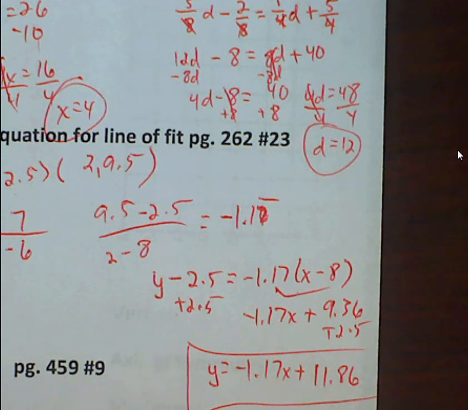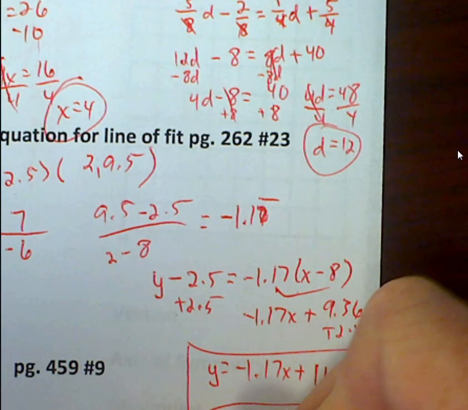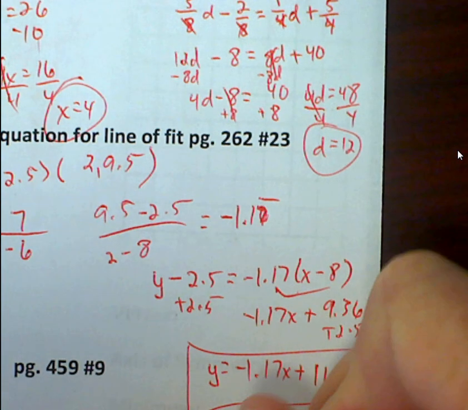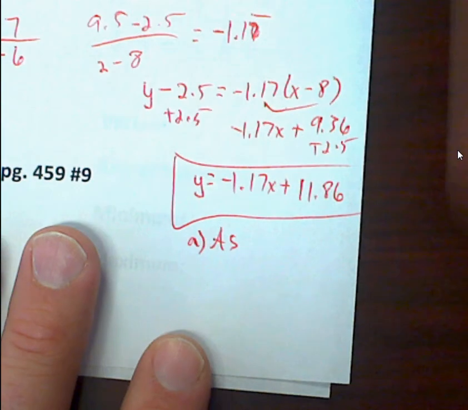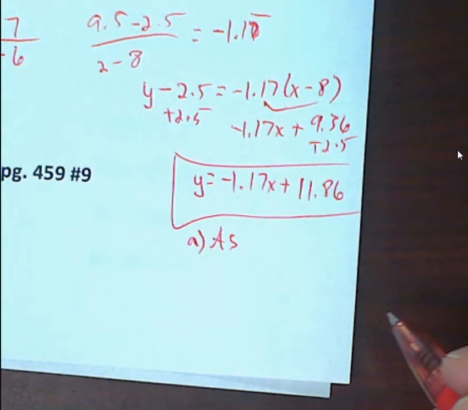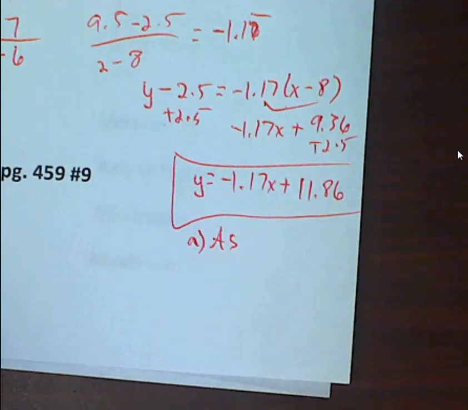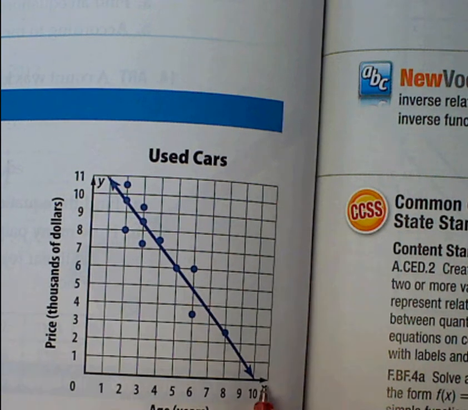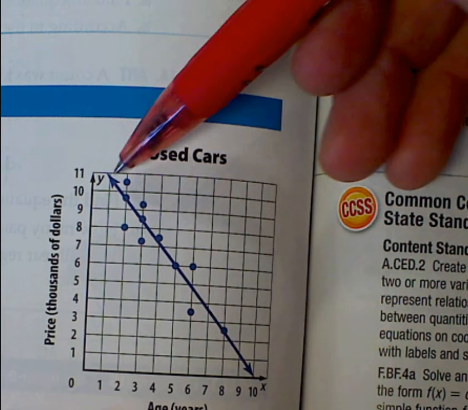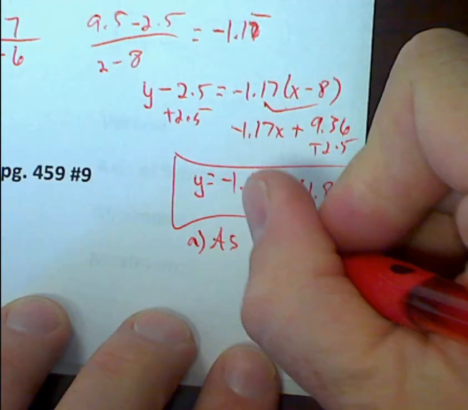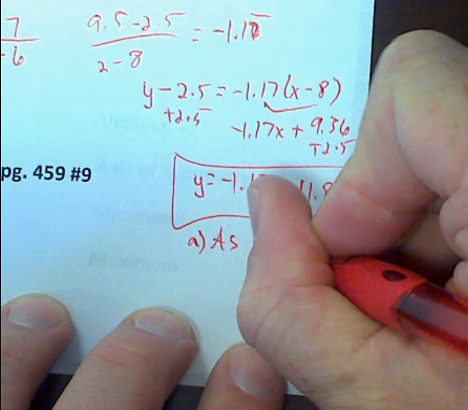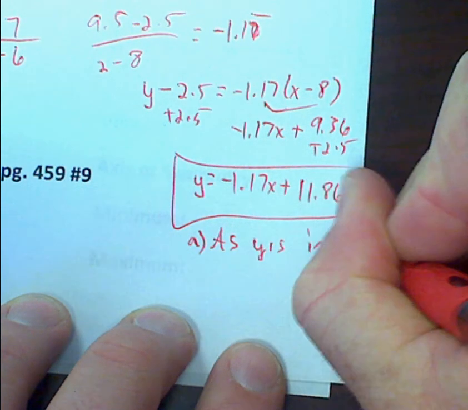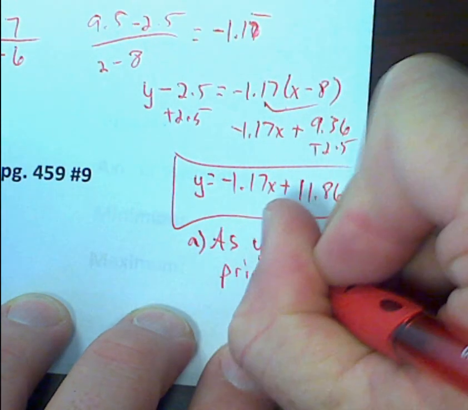It says describe the relationship, so I found the equation. So my relationship, we always do our x with our y, so my x values are age. It says as years, so what's happening in my years? Those are increasing. So as the years of the car increase, the price decreases. As years increase, price decreases.